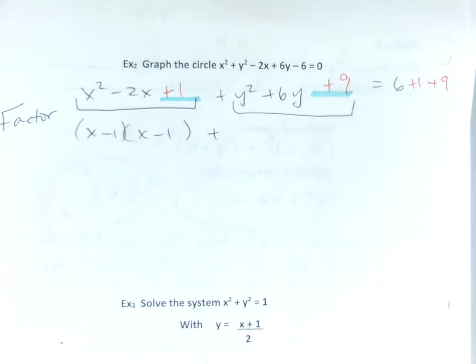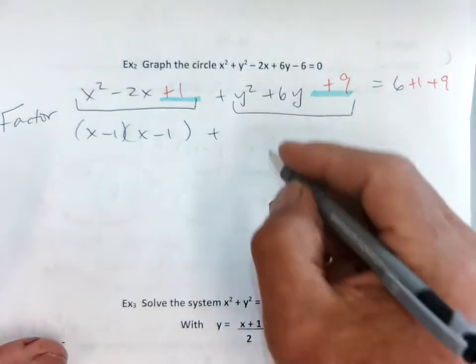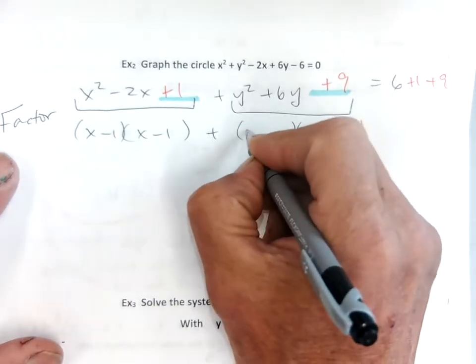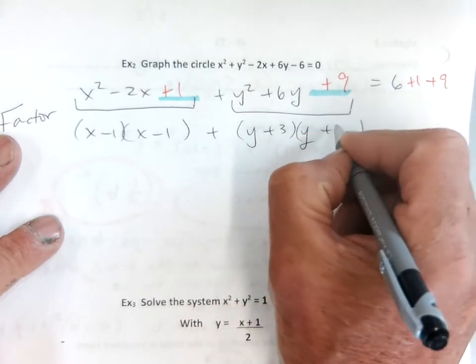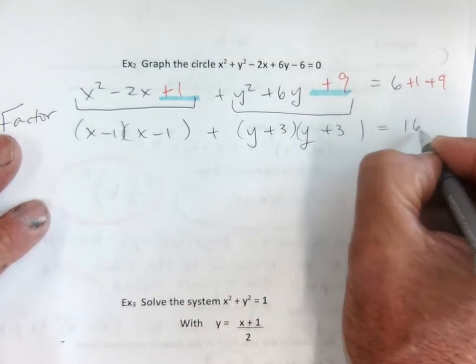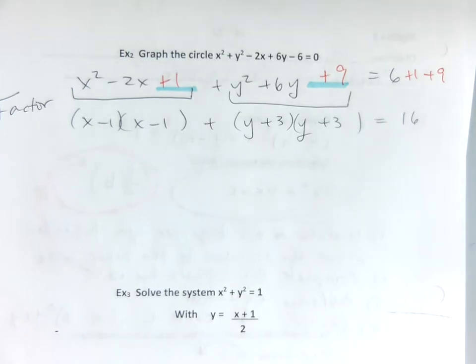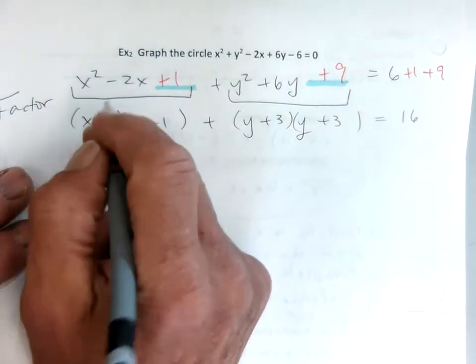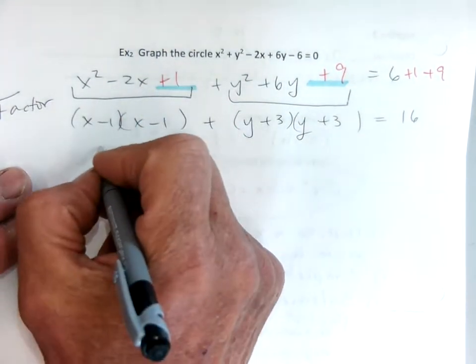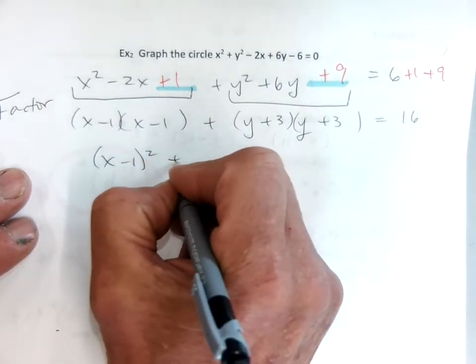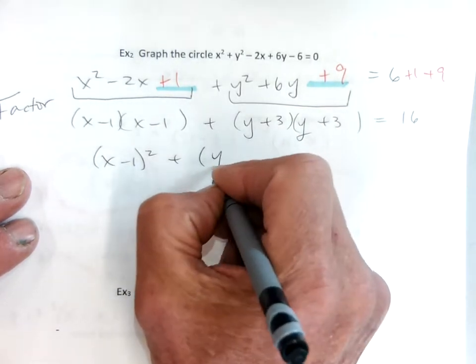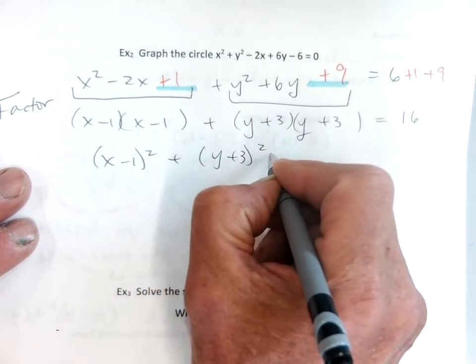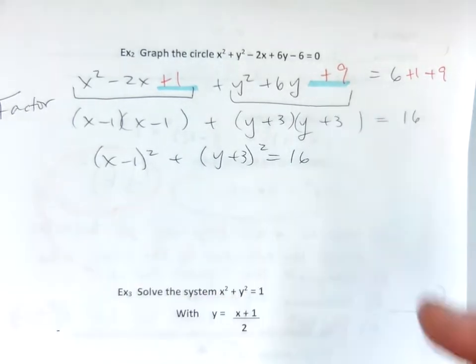If I factor this one, y times y, positive 3, and that equals 16, okay? I'm going to rewrite this in standard form. I know x minus 1 times x minus 1 really is x minus 1 quantity squared. And y plus 3 times y plus 3 is really the same thing as y plus 3 quantity squared equals 16. Now I need to graph it.